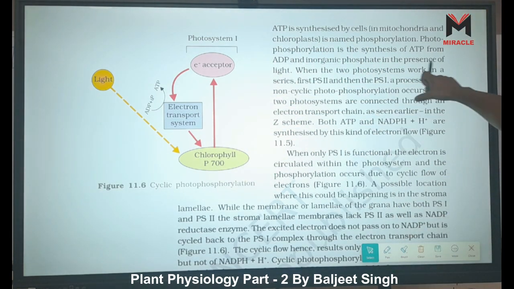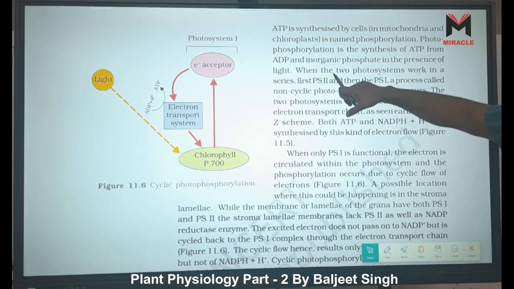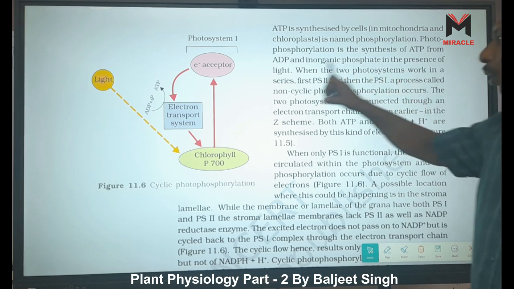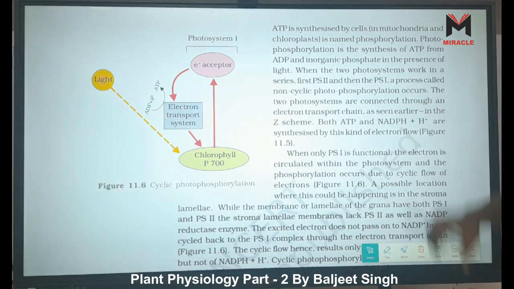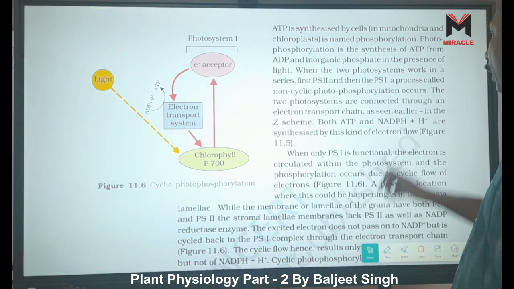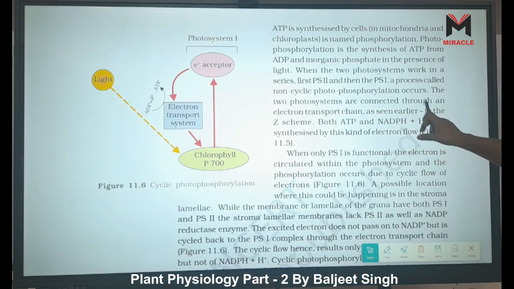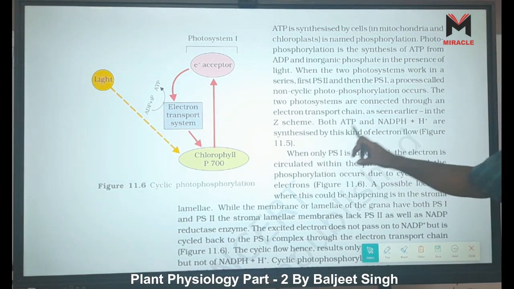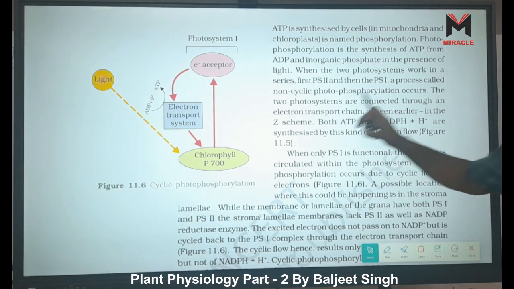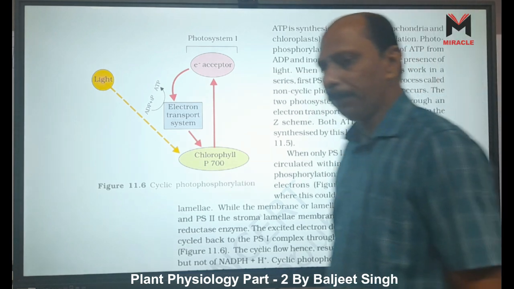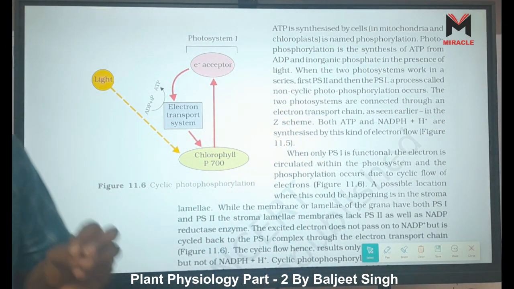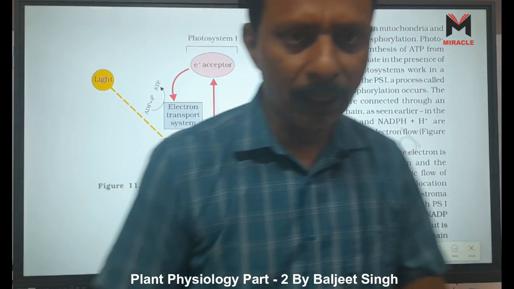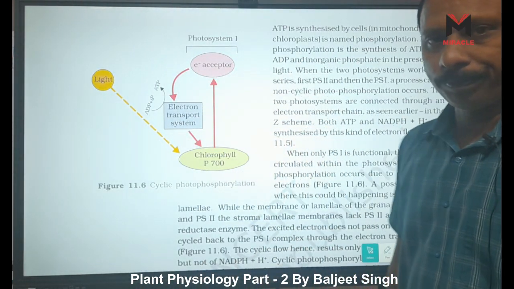When the two photosystems work in a series, first PS second and then PS first, a process called non-cyclic photophosphorylation occurs. Non-cyclic means the Z scheme occurs. The two photosystems are connected through an electron transport chain. As seen earlier in the Z scheme, both ATP and NADPH2 are synthesized by this kind of electron flow. Means the Z scheme, or we can say non-cyclic photophosphorylation, is responsible for the formation of ATP and NADPH2, right?